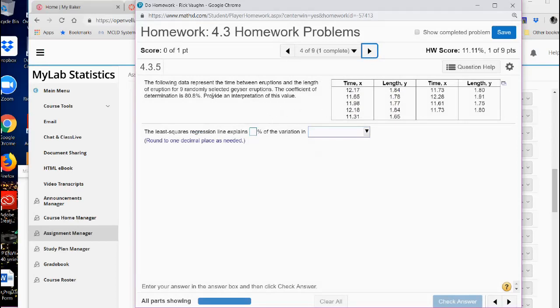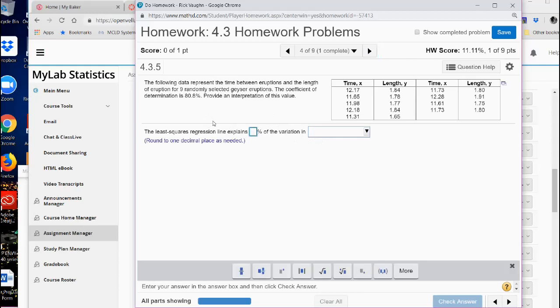So we're going to do the least squares regression line. The coefficient of determination is what explains the variation in the output variable, the dependent variable, that can be explained by the input variable. So we're going to just copy this number 80.8 into this box, and it's the variation in the output variable, which is the y, which is the length.